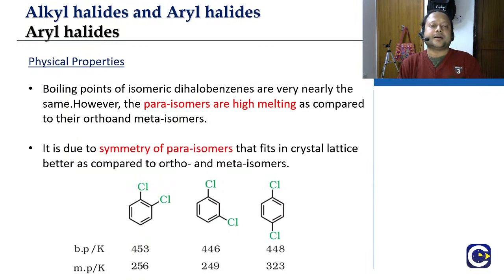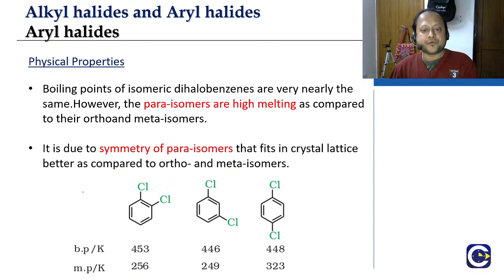Okay, so first of all, let us discuss their physical properties. If we talk in terms of dihalobenzenes, then of course we have got the ortho, meta and para isomers, right? As far as the boiling point is concerned, it is quite similar for all these three isomers of dihalobenzenes, but if you talk about their melting point, then there is a very large difference between that of the para isomer and ortho isomer, right?